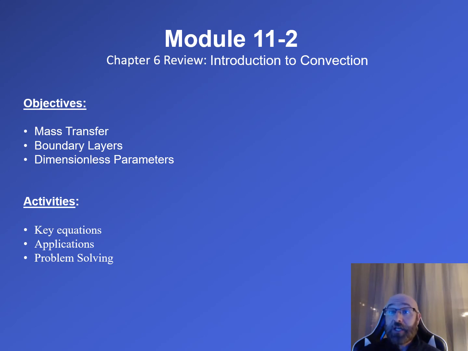So now as we get into our second section of Module 11, our Module 11-2 here, this is going to be a review of our Chapter 6 content, looking at the introduction to convection. Within this review, we're going to take a look at the topics of mass transfer, boundary layers, and dimensionless parameters. We're going to go through the theories that we covered before and review those, review some of our governing equations, talk about some of the practical applications, and then we're also going to go through some new problems for hand solution as well.